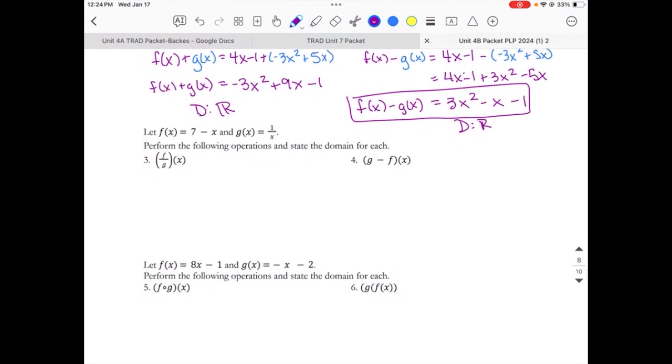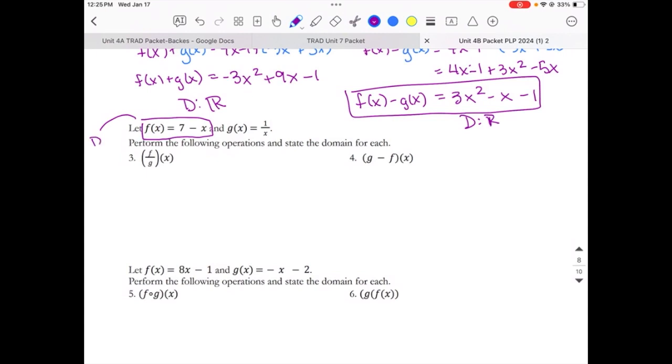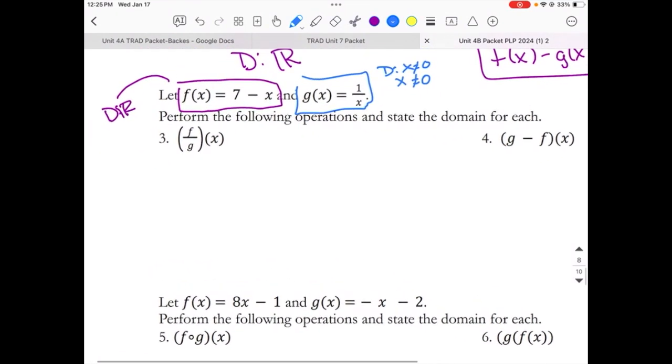On 3 and 4, we have a new definition for f of x and g of x. Our f of x function is, again, linear with no fraction and no variable in the denominator, so your domain is all real numbers. Our g of x, however, is a rational function with x in the denominator. So we're going to take our denominator, which is x, and state that it can't equal 0. There's nothing to solve, so that's your domain. Just remember that if you have a restriction in one of the original functions, it carries through to any newly created function, even if it doesn't look like it would appear in it.